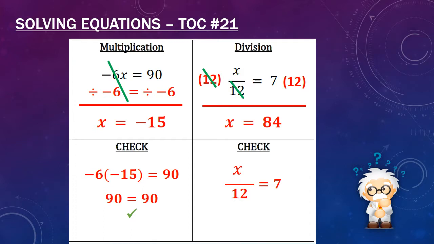So now let's plug that in. Instead of x, I'm going to replace it with 84. 84 divided by 12 should give me 7, and it does. So my answer is correct. So overall, it's not a hard concept. You get a calculator. They are going to throw some fractions and some decimals at you with this.